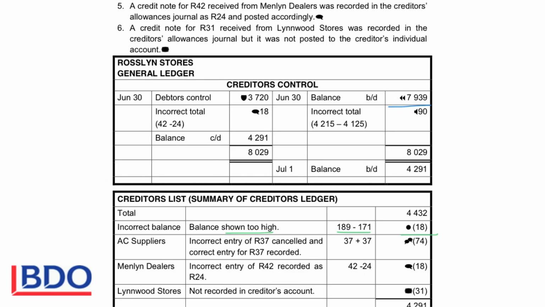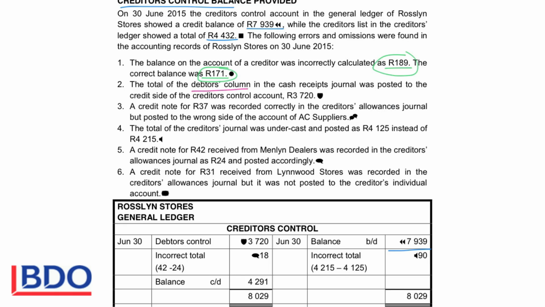So we will subtract the 171 from the 189 and show that the total outstanding amount must be reduced with 18 rand. The total of the debtors column in the cash receipts journal was posted to the credit side of the creditors control account. So there's a mistake in the creditors control account because the debtors column in the cash receipts journal should be posted to the credit side of your debtors control account. So this was incorrectly posted to the credit side of the creditors control. So to correct this mistake, we will debit the creditors control account and we will credit the debtors control account.